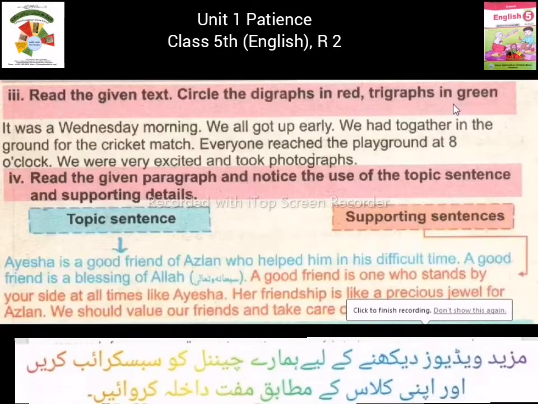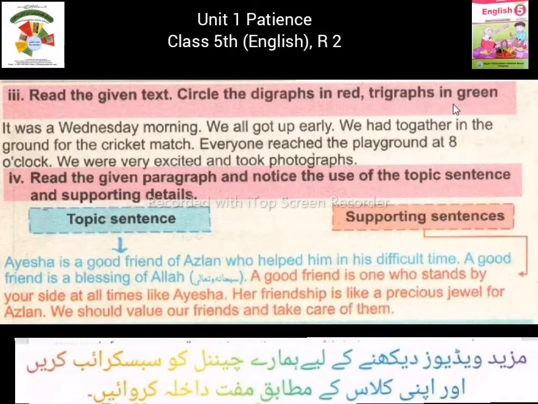Next is question number 3: read the given text, circle the digraph in red and the trigraph in green. Okay, it was a Wednesday morning. We all got up early. We had to gather in the ground for the cricket match. Everyone reached the playground at 8 o'clock. We were excited and took photographs. So now we will identify which words are trigraphs and which words are digraphs.